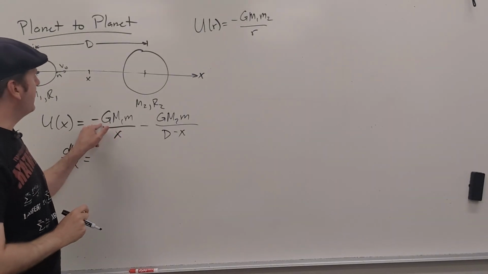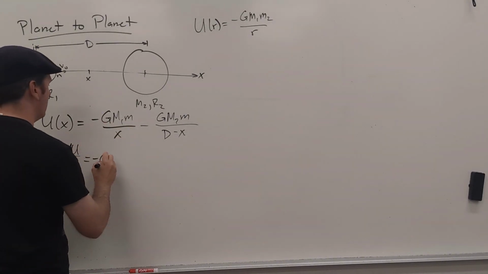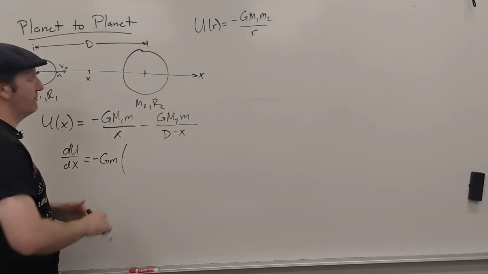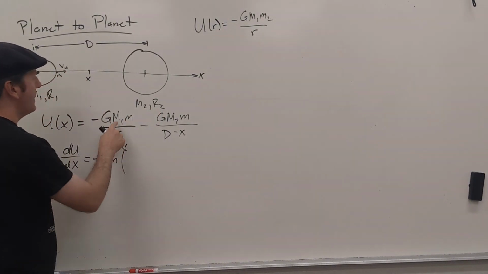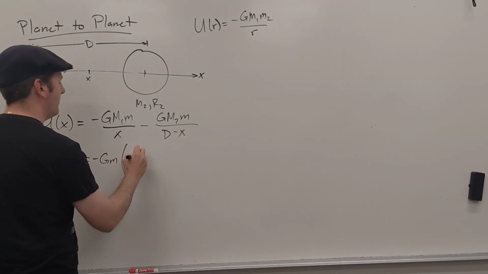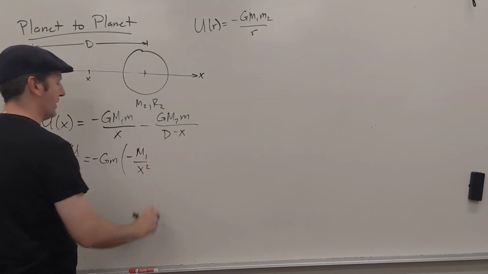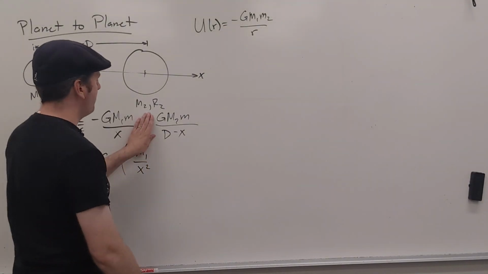I'll go ahead and pull out a negative g times little m from both terms because it's a constant between them. And then I've got m1 over x. Well, the derivative of that will be negative m1 over x squared. And remember, I pulled this minus sign out.